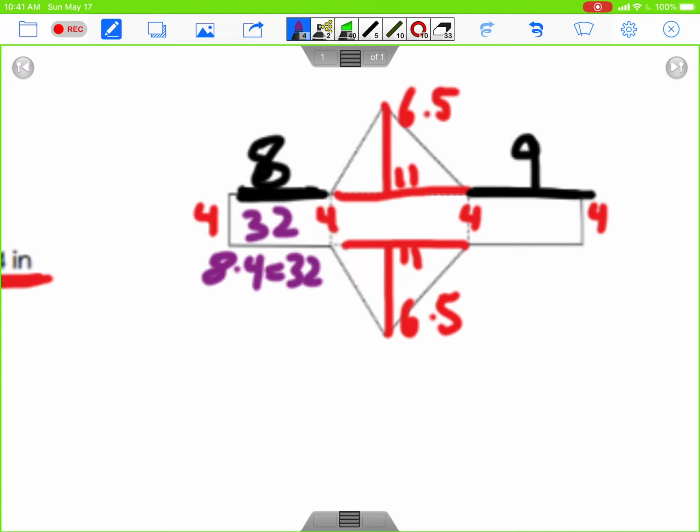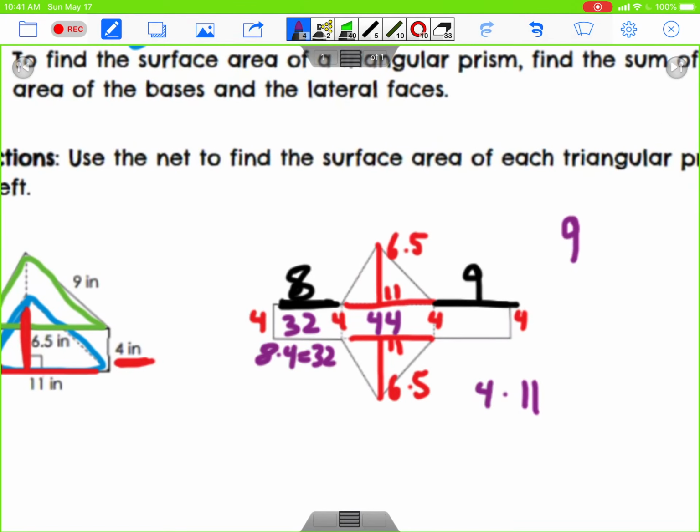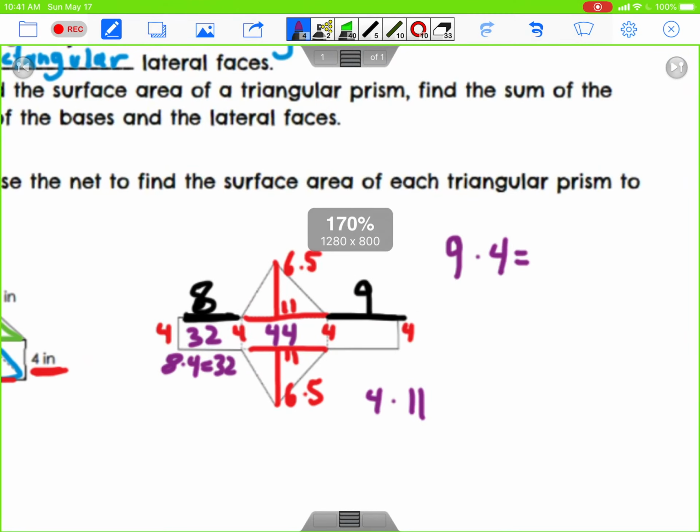Next rectangle is going to be this middle one right here. So 4 times 11, which is going to get me 44. And then my last rectangle, which is going to be right here, is going to be 9 times 4, which is equal to 36. So that rectangle is 36.